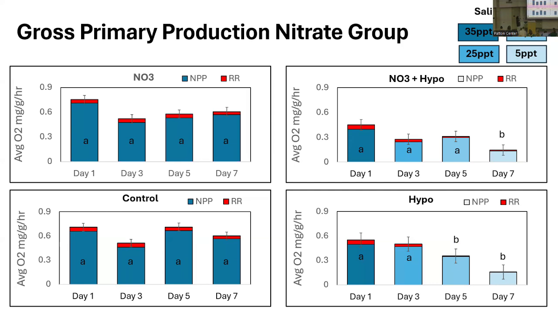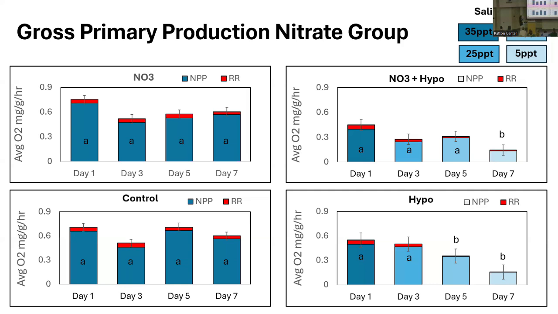Okay, so this is the gross primary production of the nitrate group, experiment 1. You can see in the upper right-hand corner, this is the salinity key, 35 parts per thousand. Here, throughout the duration of the experiment, the control and the nitrate group did not experience any decrease in salinity. Here, we dropped the salinity, and you can already kind of see a pattern starting to emerge. You can see a clear decline in the net primary production, or the photosynthetic rate, of the groups experiencing hyposalinity. The red is the respiration rate.